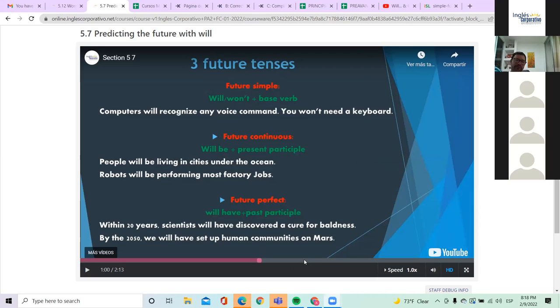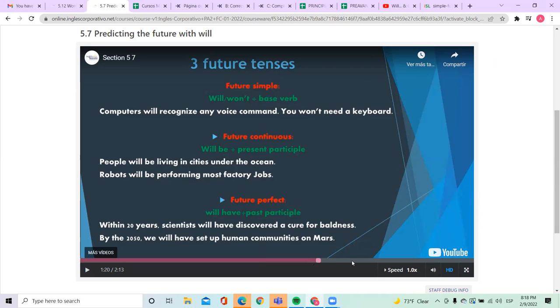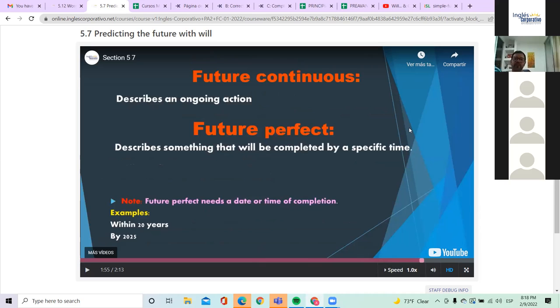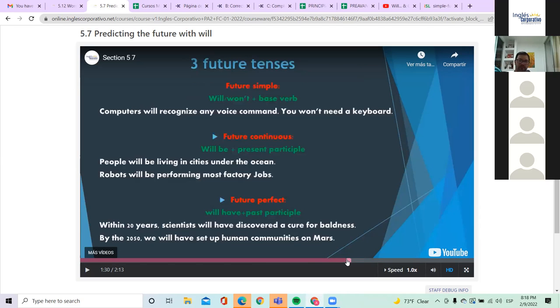And then in the video, we reviewed this additional rule. For the future perfect, we will need a specific time or date of completion, because it will be done, right? By that time, it will be done. And for the future continuous, it is an ongoing action. So we will always use the present participle, and that means the verb in ing.